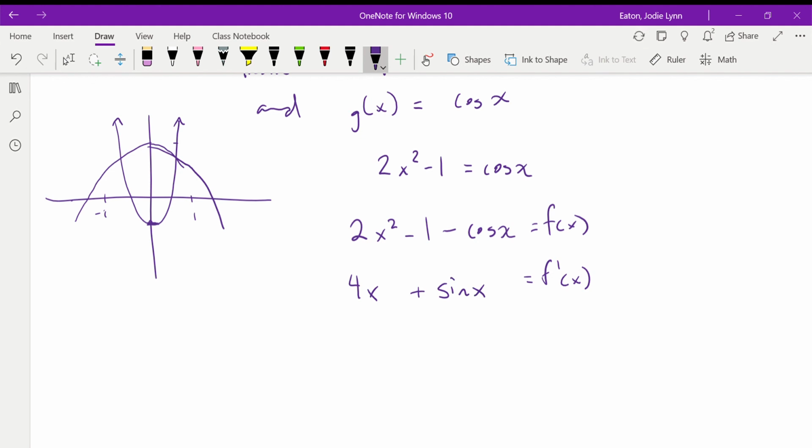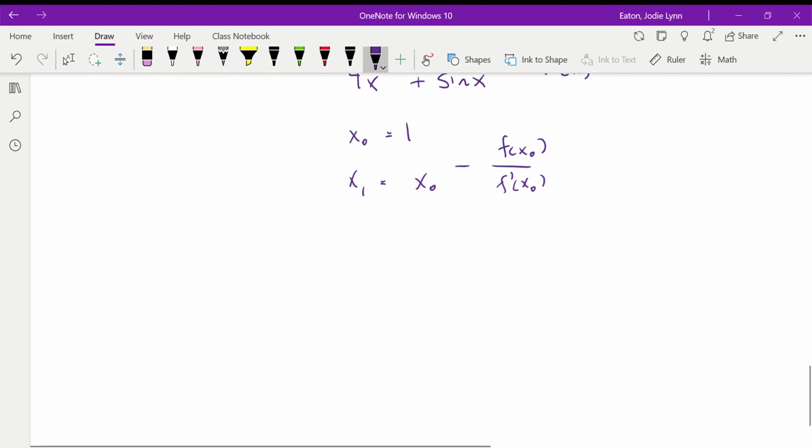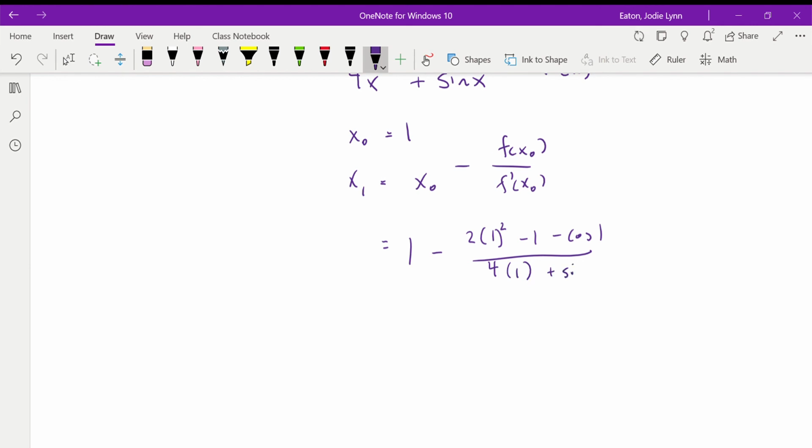Okay, so let's take a guess and say maybe these are around 1. So we're going to let x naught equal 1. Okay, so x1 equals x naught minus f of x naught over f prime of x naught. So really this is just a lot of plugging in if you've got this equation memorized. And then x2, same thing with x1. For this one we get 1 minus (2 times 1 squared minus 1 minus cosine of 1) over (4 times 1 plus sine 1), which is 0.905.